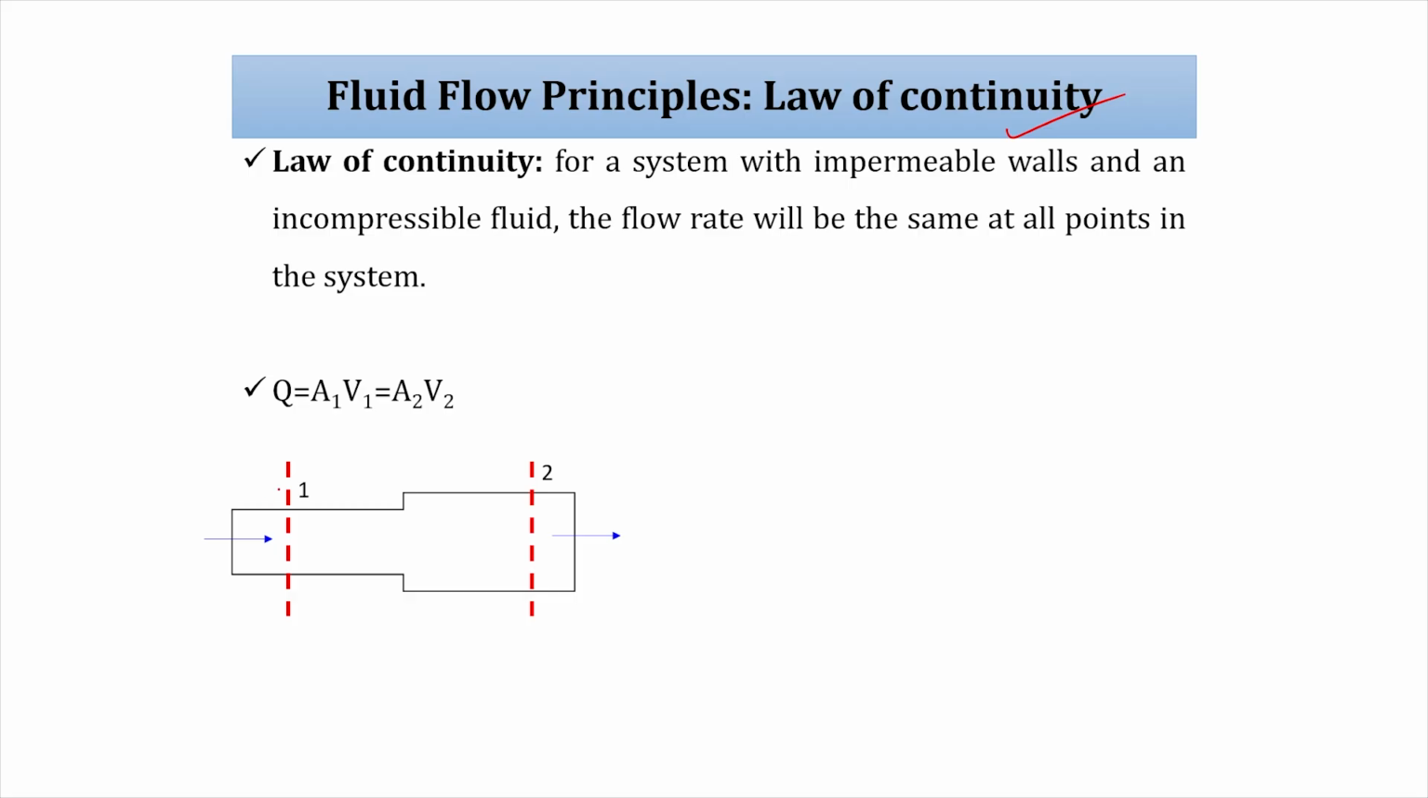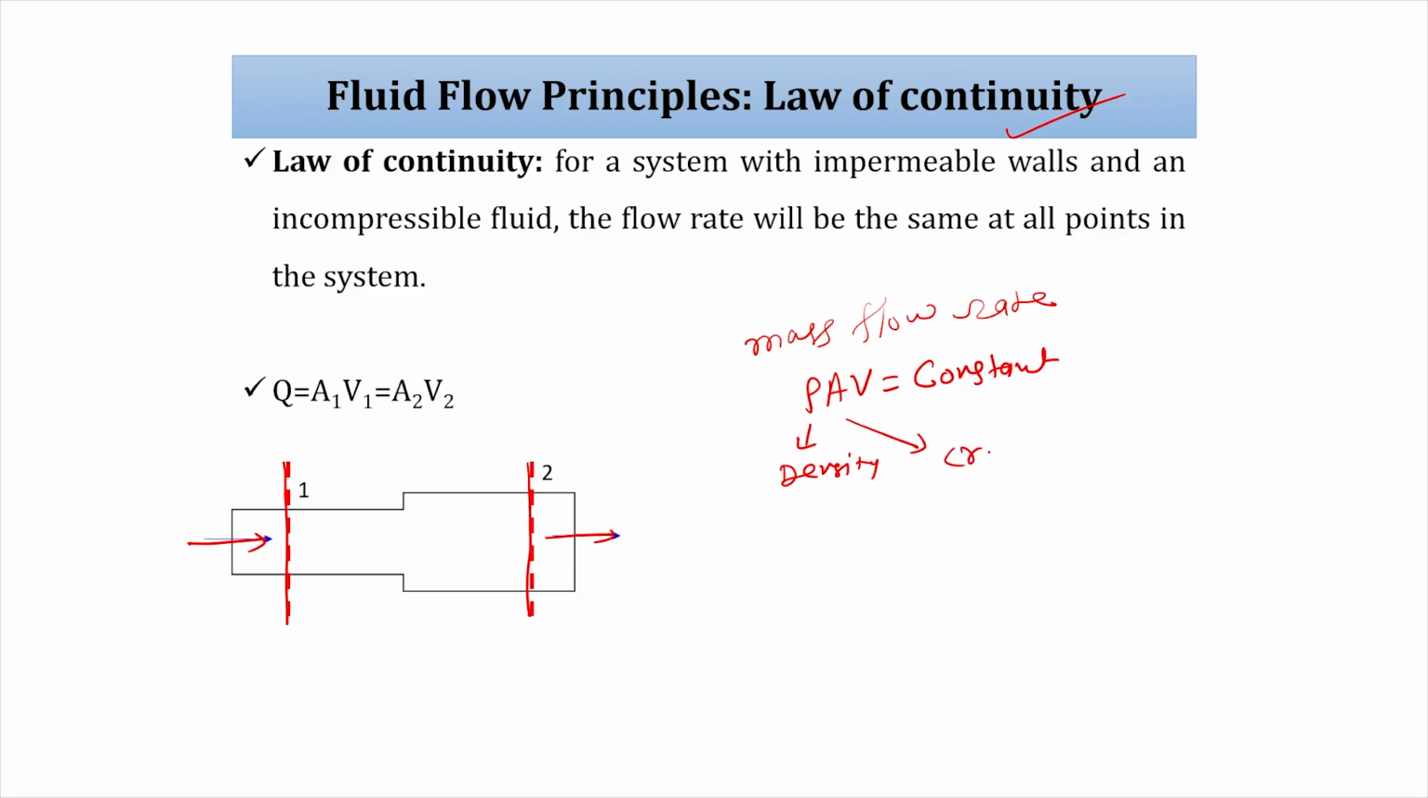So, we can take a system with point 1 and point 2, and flow is happening in this direction. The mass flow rate is written as rho A V equal to rho A V, where V is the velocity, rho is the density, and A is the cross section area. So rho A V is constant since we are talking about incompressible flow.